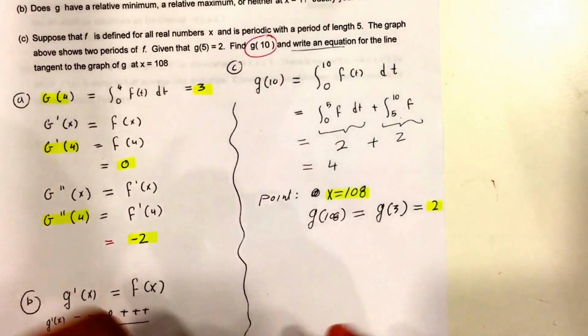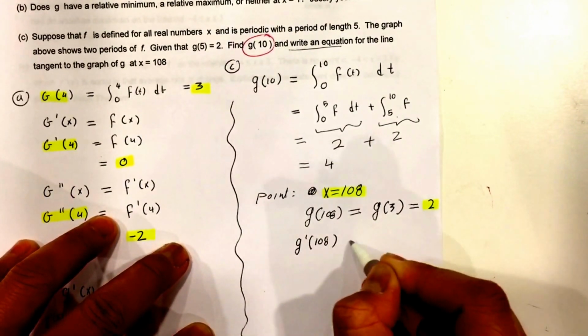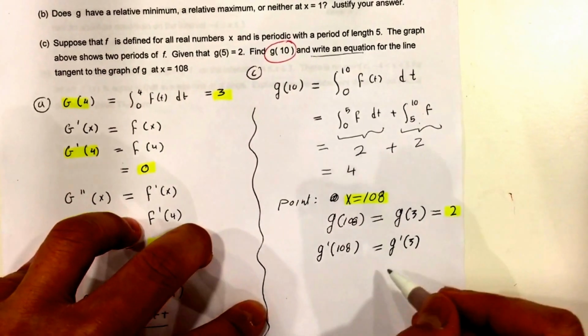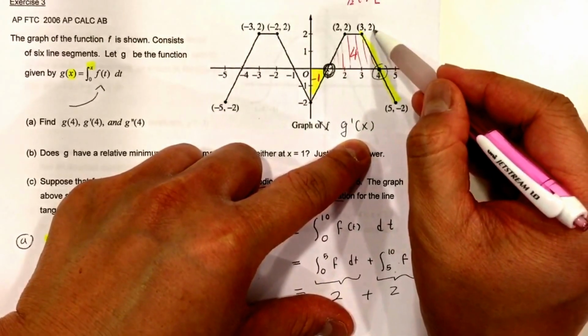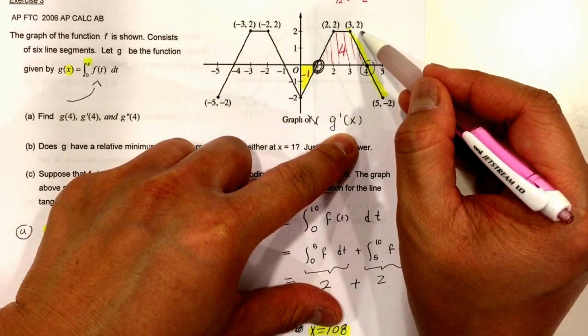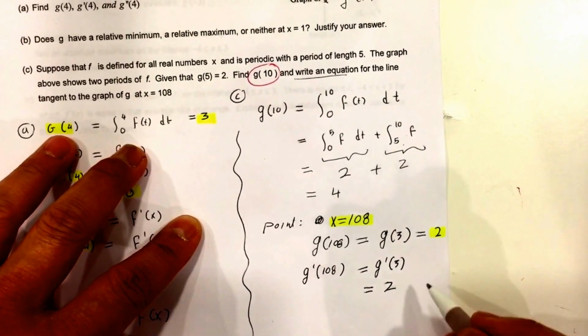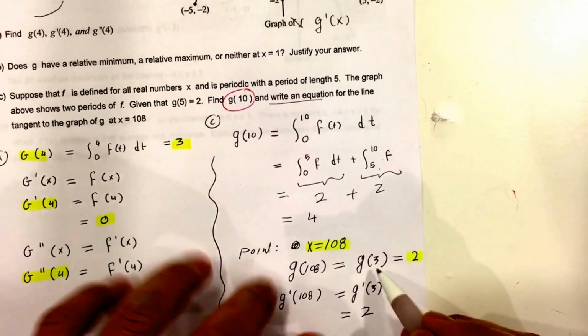We also need to find the slope. So the slope is g prime at 108, which is the same as g prime at 3. And remember that this is the graph of g prime, and g prime at 3 equals 2. So therefore, we know that that equals 2. Sorry guys, I take that back. g of 3 does not equal 2. g of 3 means that we have to find it this way.